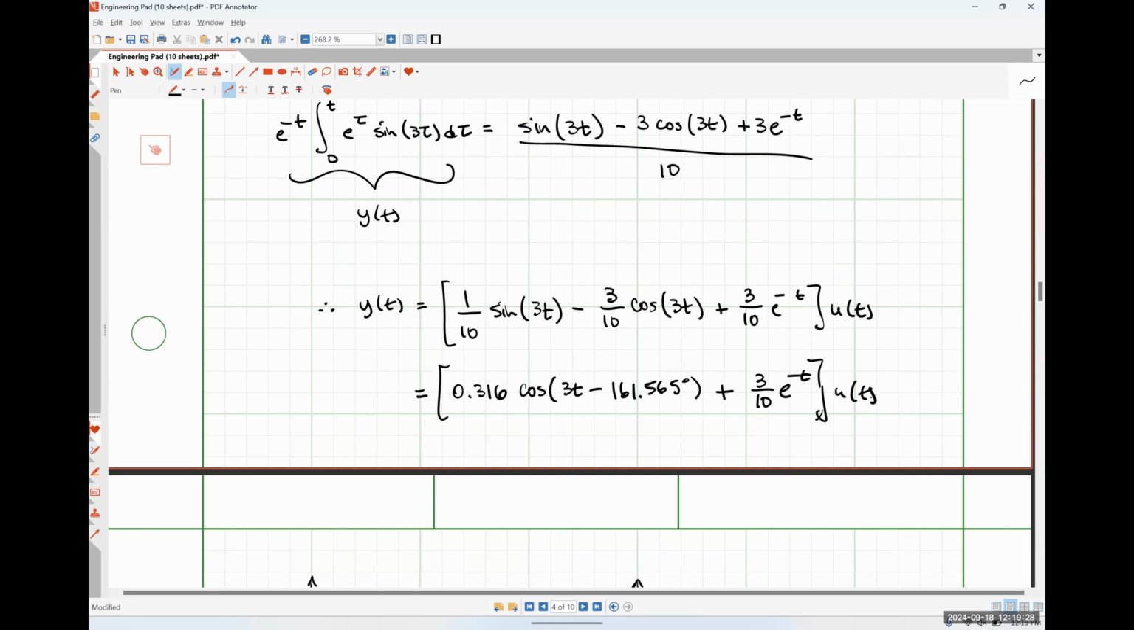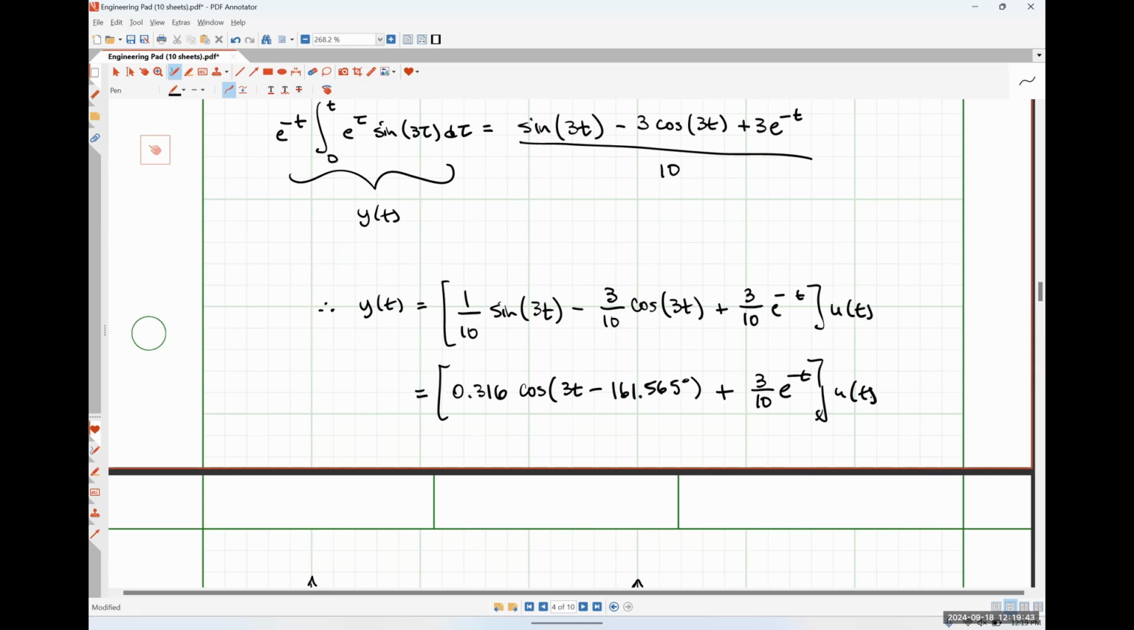So which part is the steady state response and which part is the transient? Cosine is the steady state response. The exponential is the transient. Exactly like we would expect for an RL or an RC circuit.